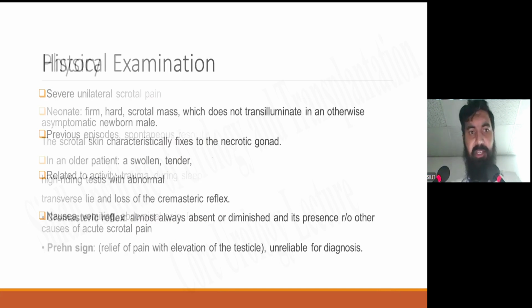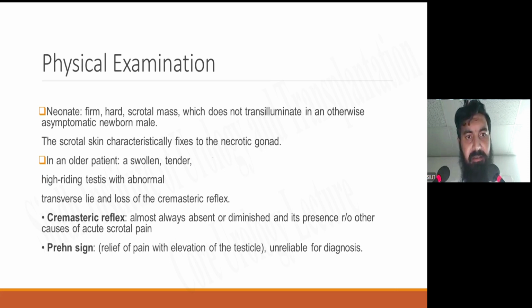Now the physical examination. In a newborn, the testis is firm, hard, and may feel like a scrotal mass which does not transilluminate, in an otherwise asymptomatic newborn male. The scrotal skin is characteristically fixed to the necrotic gonad. In an older patient, there is a swollen, tender, high-riding testis with abnormal transverse lie and loss of cremasteric reflex.